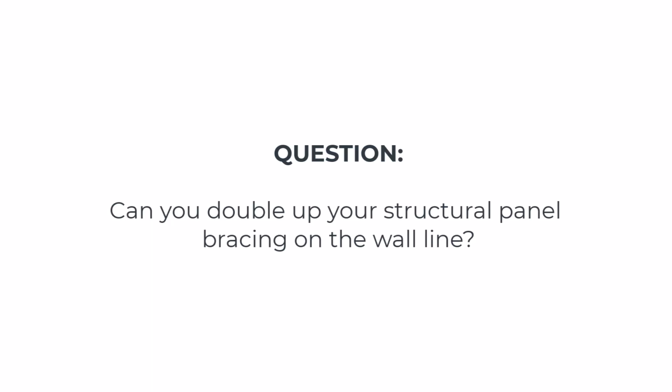There was a question regarding, it says, can you use plywood bracing on the inside of the wall as well as the exterior side of the wall to make up when you don't have enough length of the required panel? You're saying to double up your structural panel bracing on the wall line?